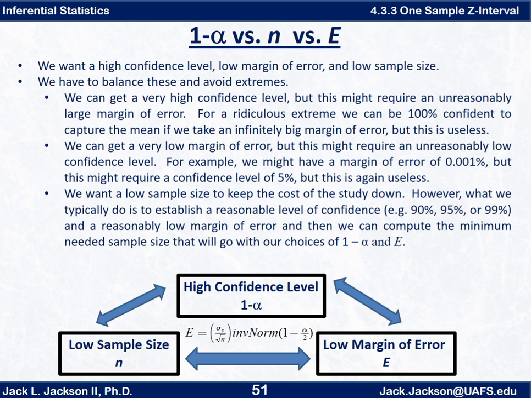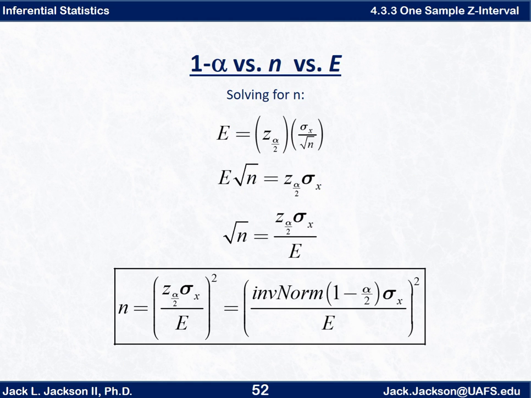So what we usually want to do is establish a confidence level and a margin of error that we can live with, and then use that to solve for a reasonable sample size. So we'd like to keep the cost of studies down by keeping the sample size lower, but what we usually do is try to find the sample size that we will need.